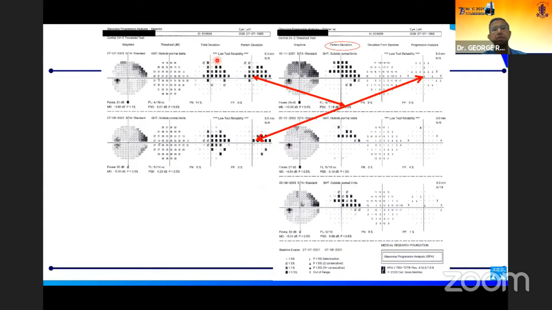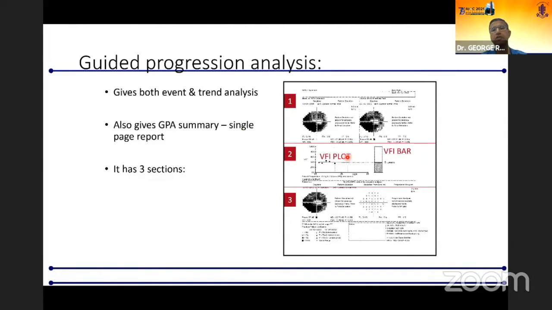You basically take 2 tests as the baseline, and then you compare thresholds at each point over each additional test and see whether there is a change more than what would be expected in stable glaucoma patients. So what is available to us right now is the visual field index on the guided progression analysis of the Humphrey. This is what a printout would look like.